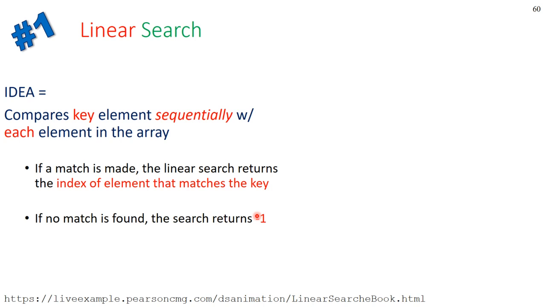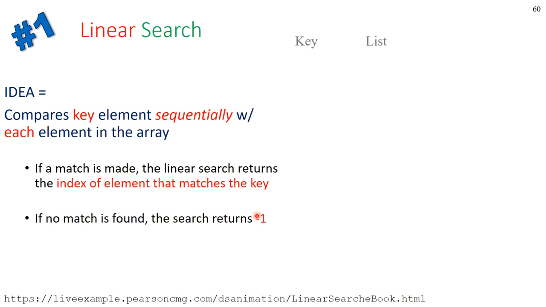If you reach the end of your array and you didn't find anything, return -1. -1 is not a valid index value. That would let me know you were unable to find that value anywhere in the array. Okay?